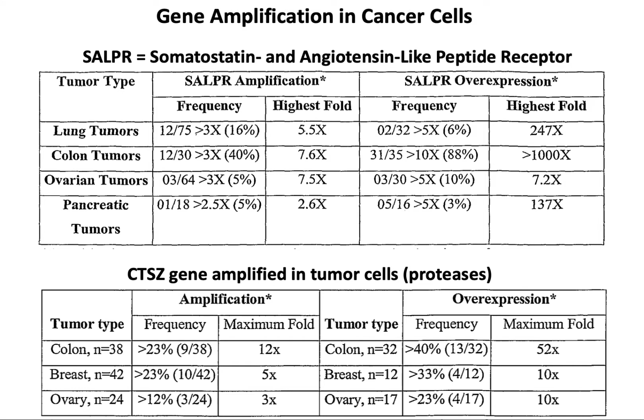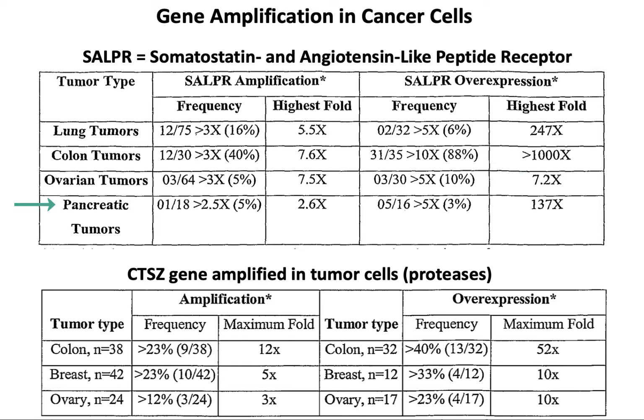Another set of events that can cause cancers or make cancers worse are gene amplification events. So in the case of the somatostatin and angiotensin-like peptide receptors, in certain lung cancers, the amount of amplification of the DNA is 5.5-fold, but the overexpression of the protein can be as much as 247-fold. In colon tumors, you can get an amplification of an average of 7.6-fold, and over 1,000-fold overexpression. Ovarian cancers, you can have a 7.5-fold increase in the number of DNA copies, and about a 7.2-fold increase in the overexpression of those genes.